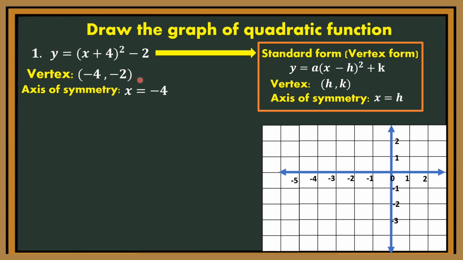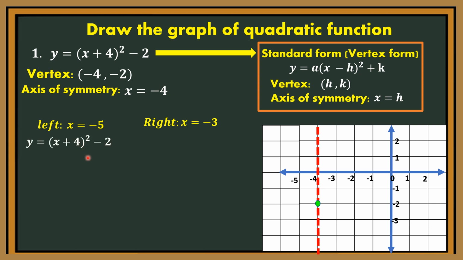Let us plot first the vertex, (-4, -2). So, hanapin si negative 4, going kay negative 2. So, this is now the vertex. Then, kung nasa ng vertex, nandun ang axis of symmetry. So, after that, kuha tayo ng isang number sa left side or isang number sa right side. So, kahit ilang number, pwede. Depende sa inyo. So, I'm going to use negative 5 and negative 3.